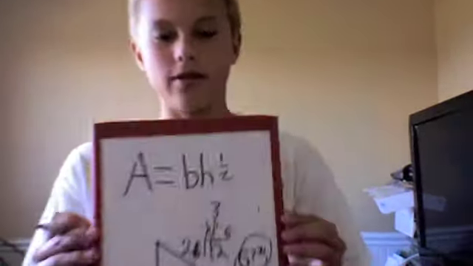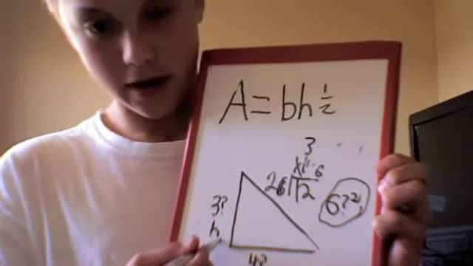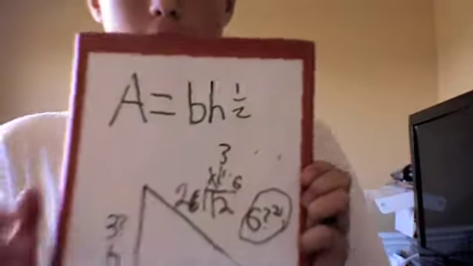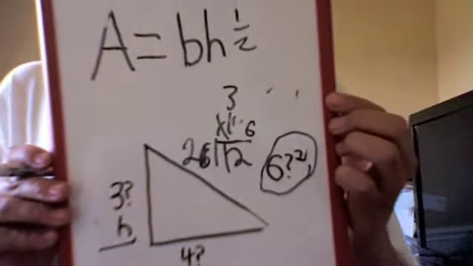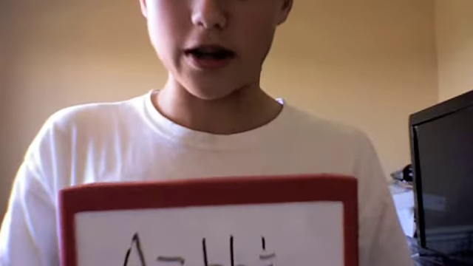And then, for this one, remember, base, which is 4, and height, which is 3. You multiply those, but make sure that you cut it in half. If not, it's like you're finding the area of a square. We're finding area for a triangle.